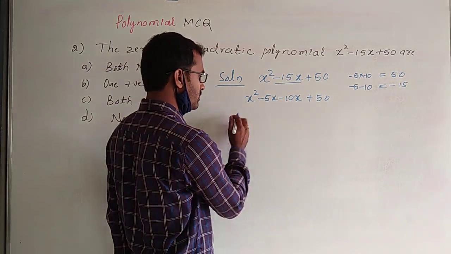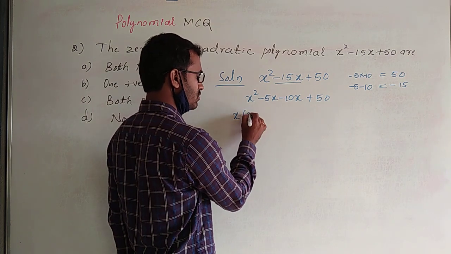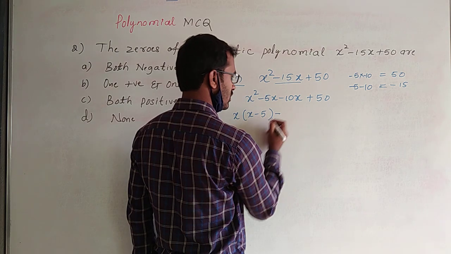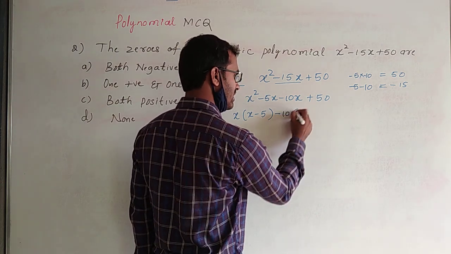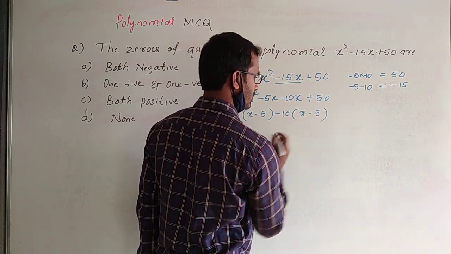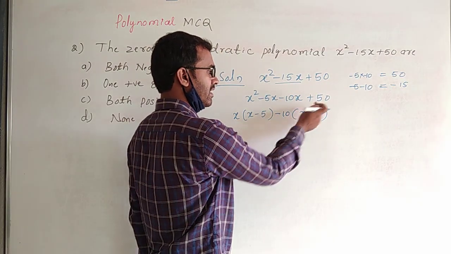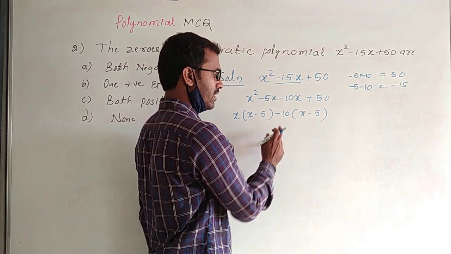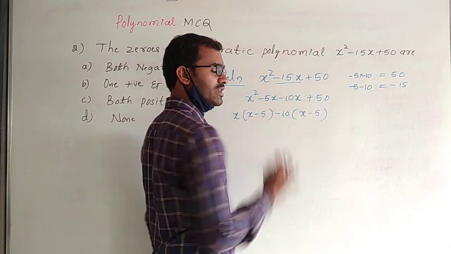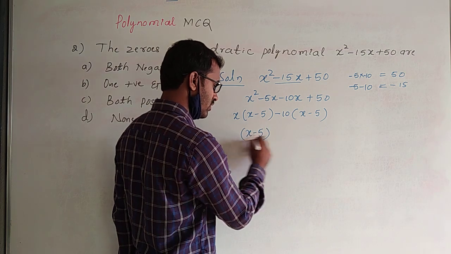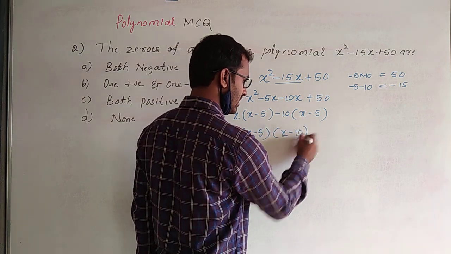In the first two terms, x is common; take x outside, we get x minus 5. In the last two terms, -10 is common, and we also get x minus 5. Minus 10 into -5 is plus 50. There are two factors, x minus 5 and x minus 10.